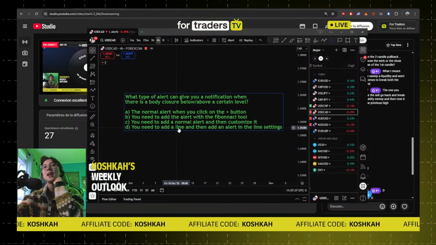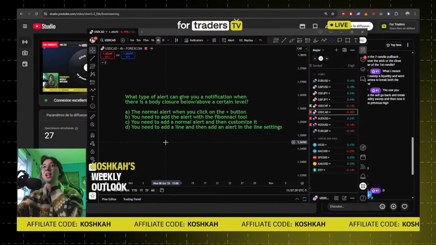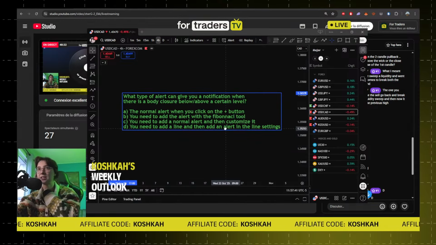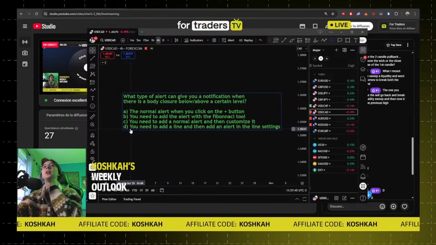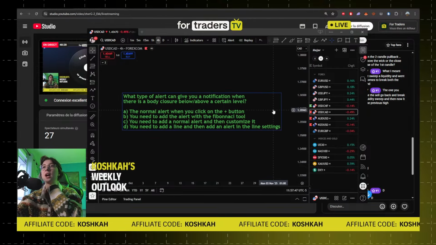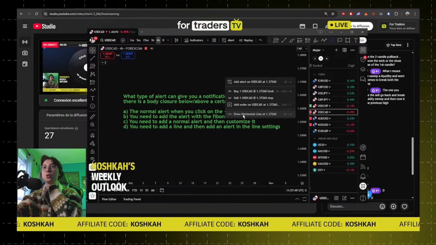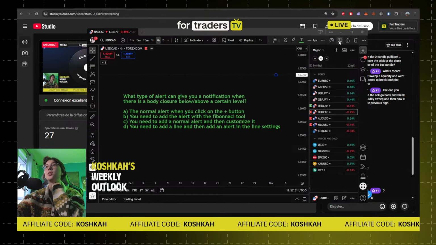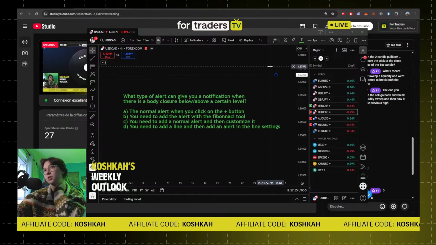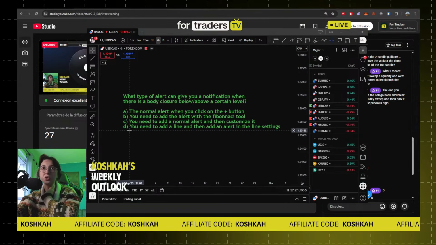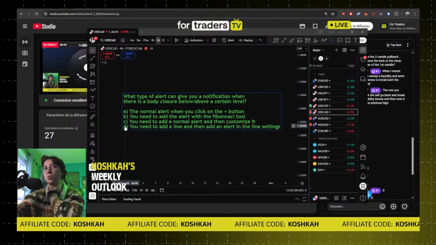So you need to add a line and then add an alert in the line settings. That's the right answer. So basically you need to add right here a line. You click on plus, draw horizontal line, and then you click on add alert in the settings, and then you can select once per bar close. So that was the right answer. People who got the right answer was D.